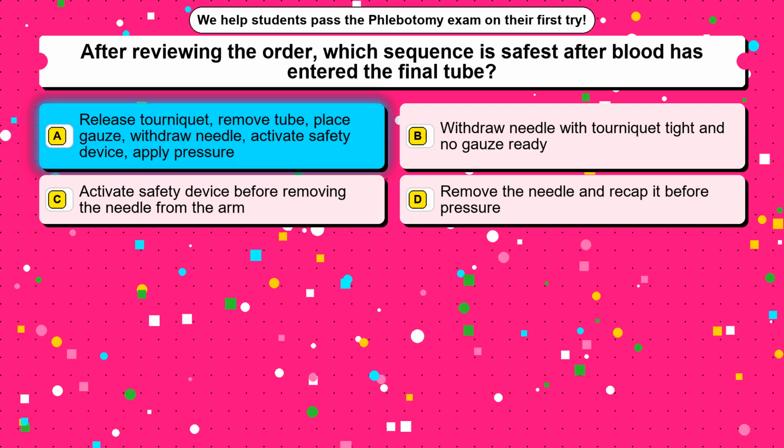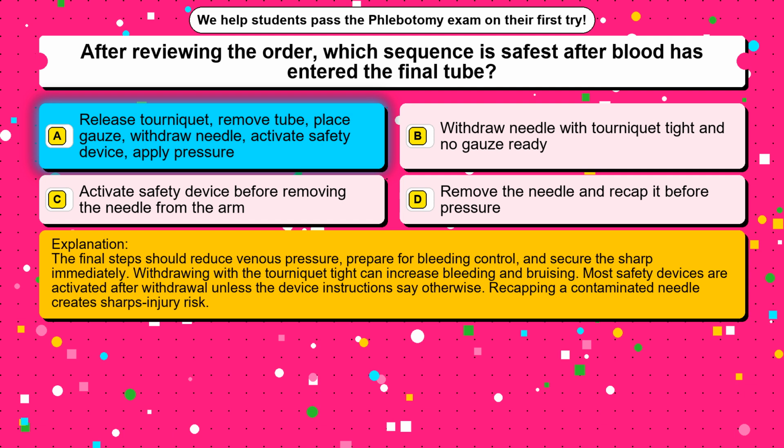The correct answer is option A. Release tourniquet, remove tube, place gauze, withdraw needle, activate safety device, apply pressure. The final steps should reduce venous pressure, prepare for bleeding control, and secure the sharp immediately. Withdrawing with the tourniquet tight can increase bleeding and bruising. Most safety devices are activated after withdrawal unless the device instructions say otherwise. Recapping a contaminated needle creates sharps injury risk.